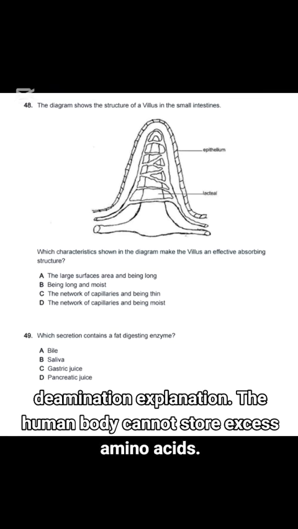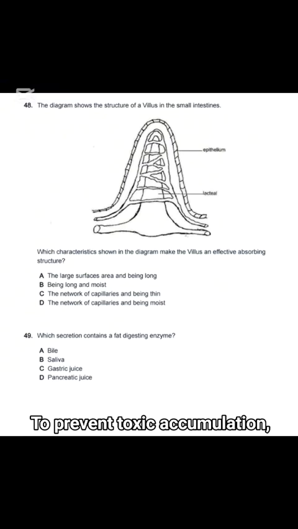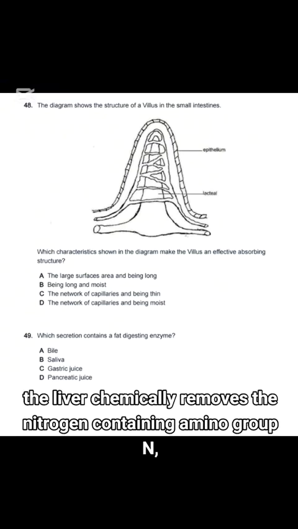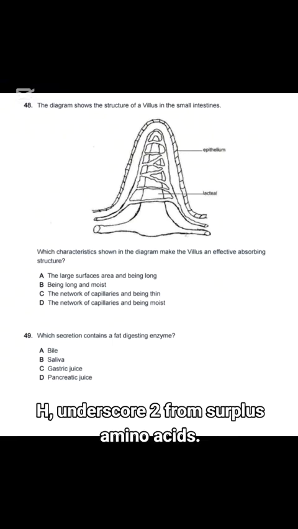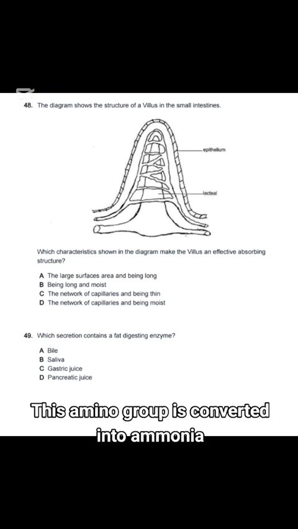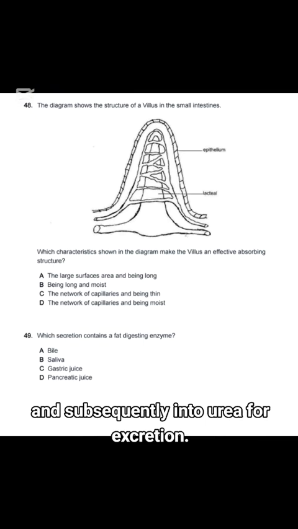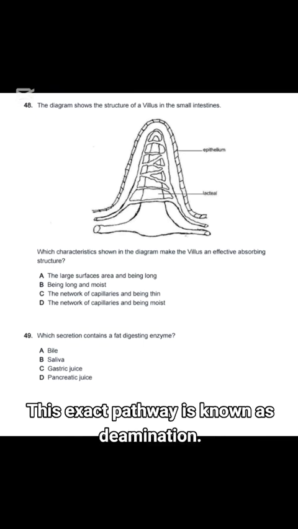Question 49. Answer: B. Deamination. Explanation: the human body cannot store excess amino acids. To prevent toxic accumulation, the liver chemically removes the nitrogen-containing amino group, NH2, from surplus amino acids. This amino group is converted into ammonia and subsequently into urea for excretion. This exact pathway is known as deamination.